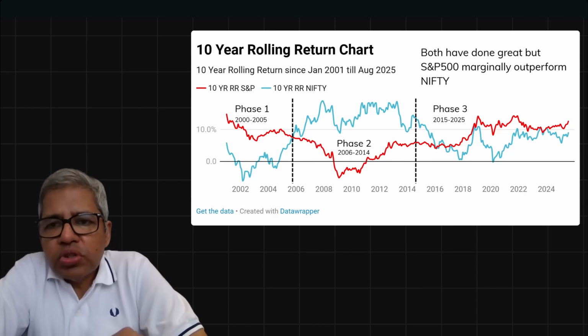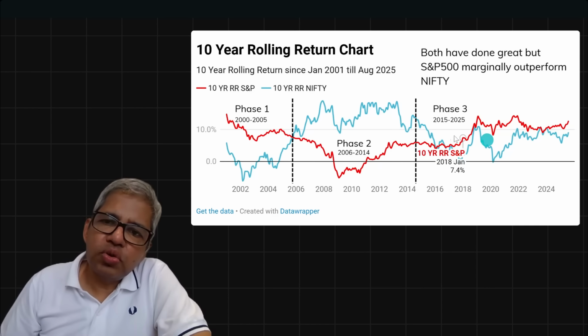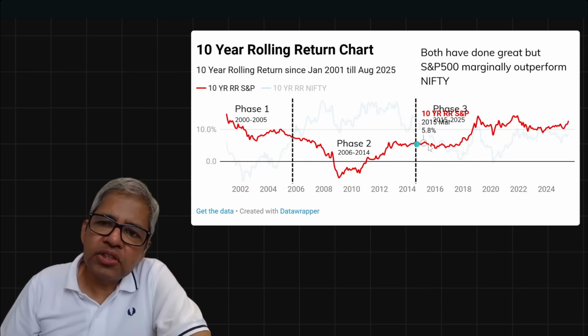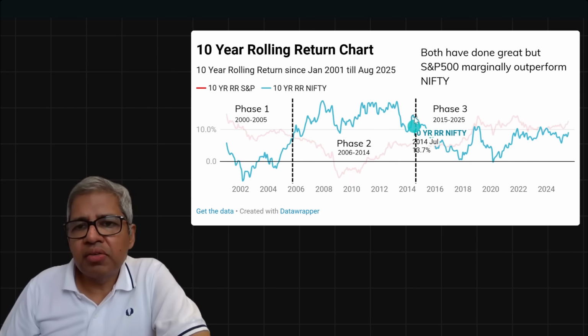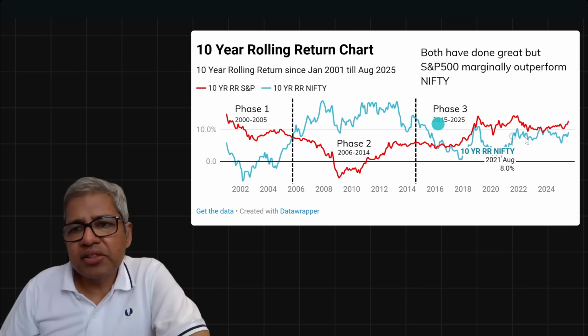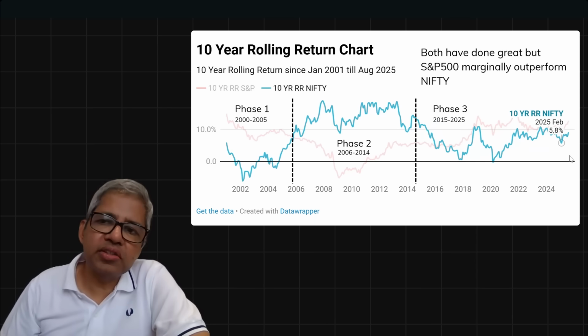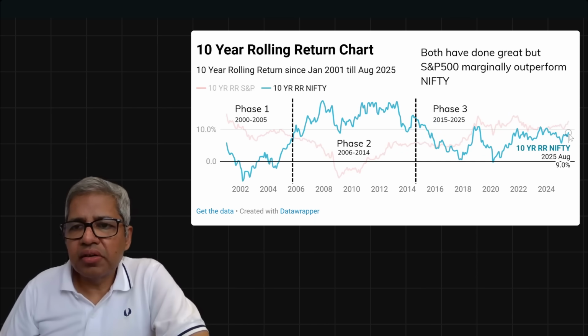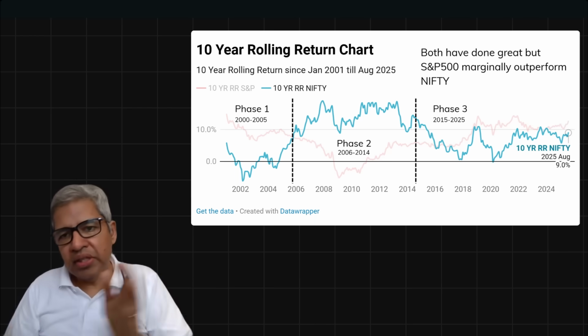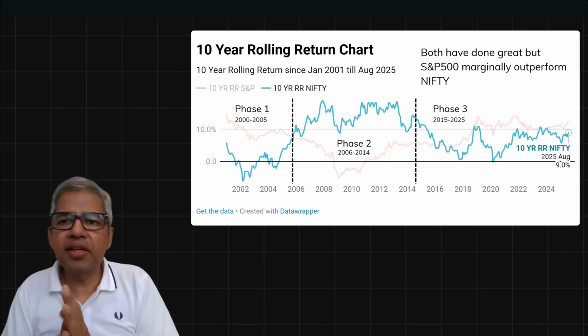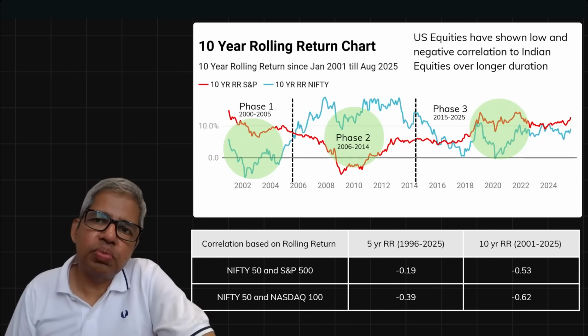Phase 3 was post 2014, where S&P actually rose very well, with 10-year rolling returns going from 5% to 12%. While Nifty was at 13% then, it has not regained 13% so far, closing at around 9% on a 10-year basis. So in this phase, both have done reasonably all right, but S&P 500 has marginally outperformed.